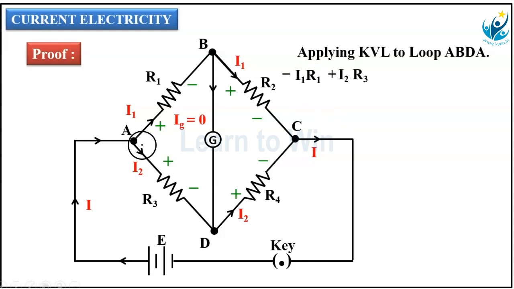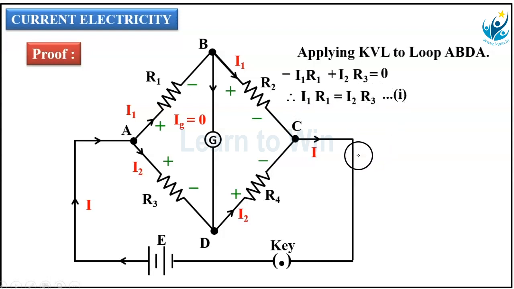So in this closed circuit ABDA, there is no cell. That means the sum of minus I1 R1 plus I2 R3 is equal to 0. Now from here, I1 R1 equal to I2 R3. This is for the ABDA closed loop where we apply KVL, Kirchhoff's voltage law. Take this as equation number 1: I1 R1 equal to I2 R3.